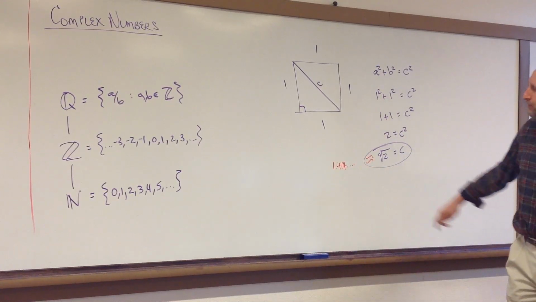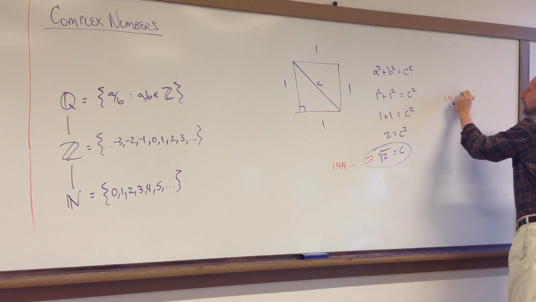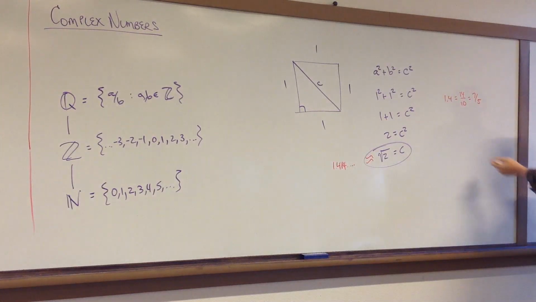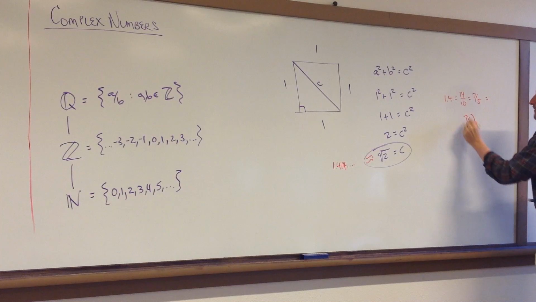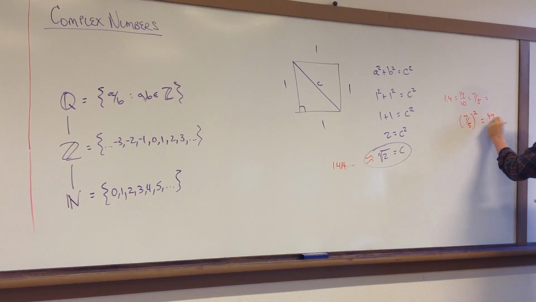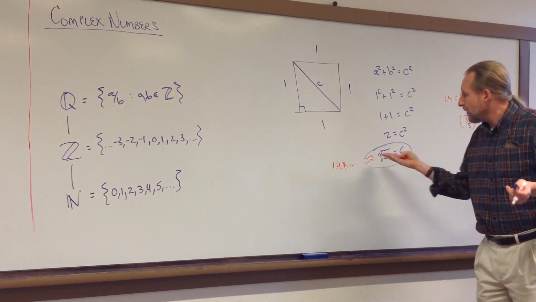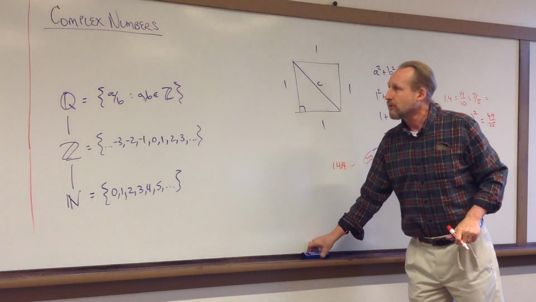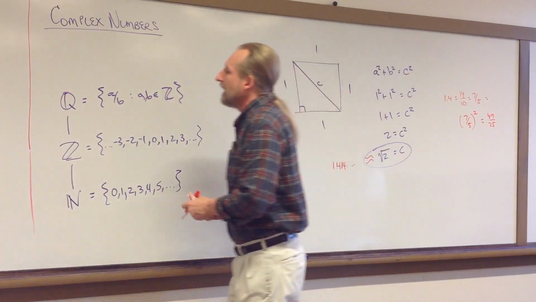You can see that this is pretty close to 1.4, which is 14 over 10, which is 7/5. But if you square 7/5, you get 49 over 25, which is not 2. That's the whole idea: the square root of 2, when you square it, should give an answer of 2. So this is not a rational number, so it's not included in any of these number sets, and we have to extend our conception of numbers again.